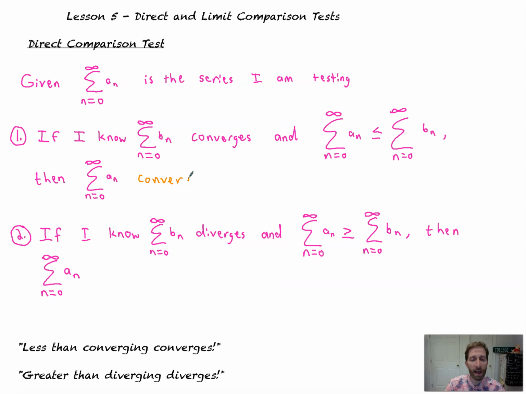What we're basically saying is, if I have a series that I'm interested in and it is less than or equal to a known series that goes to a finite number, it converges. Less than converging is converging. And I've got that down here too.